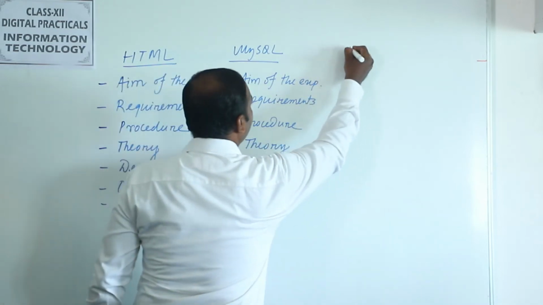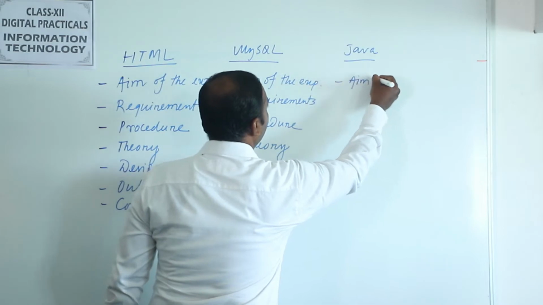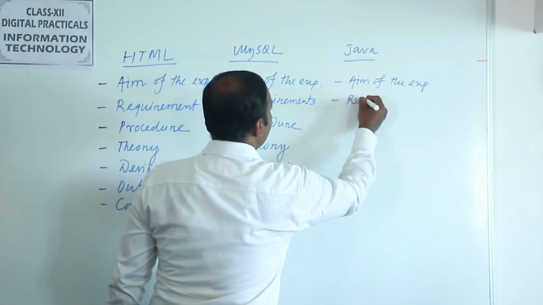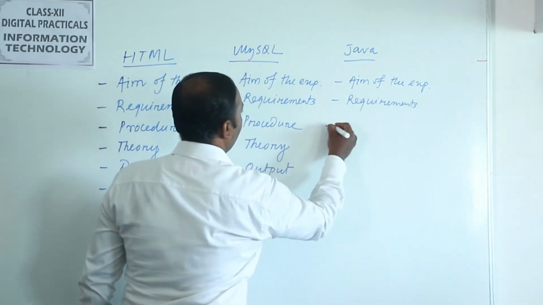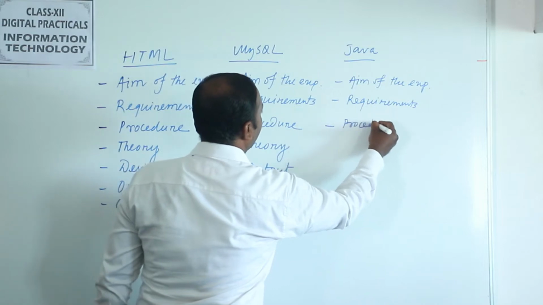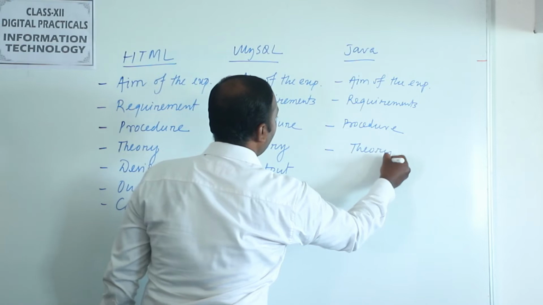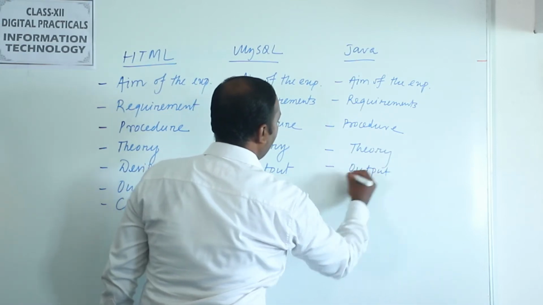Similarly in Java, aim of the experiment, requirements, procedure, how to start Java program. Next the theory or the coding. Next is your output and conclusion.